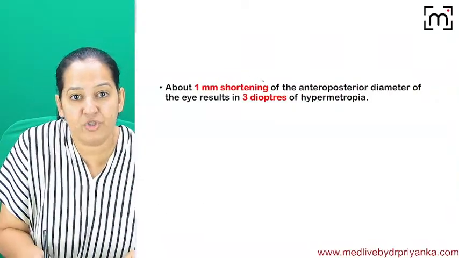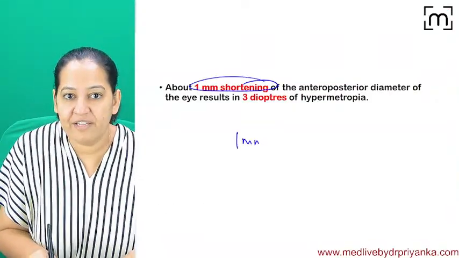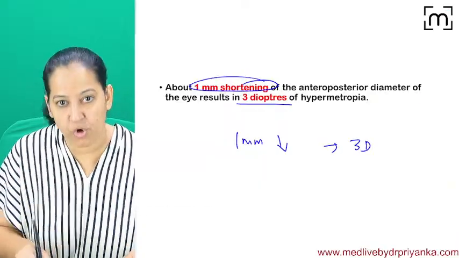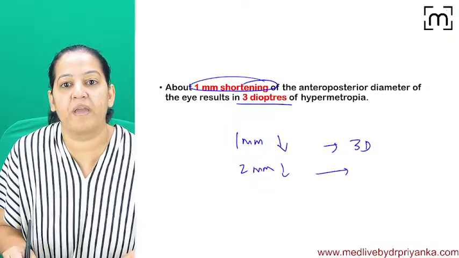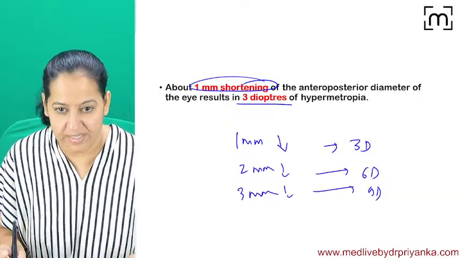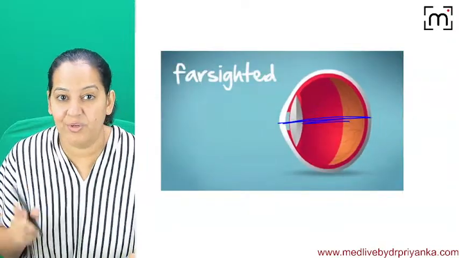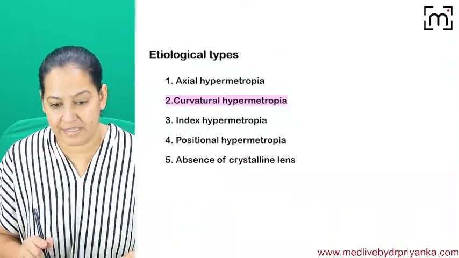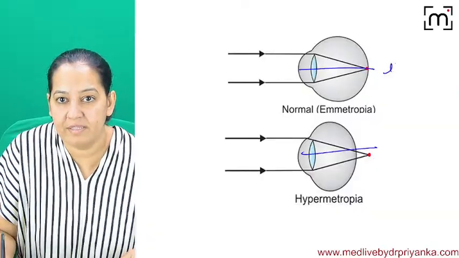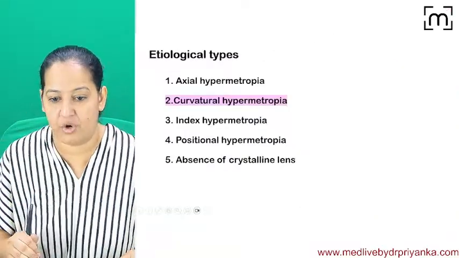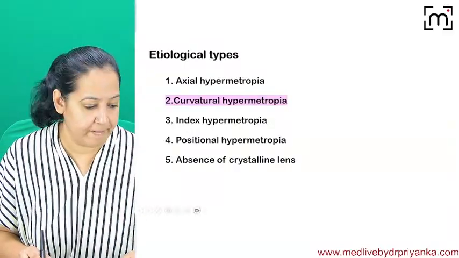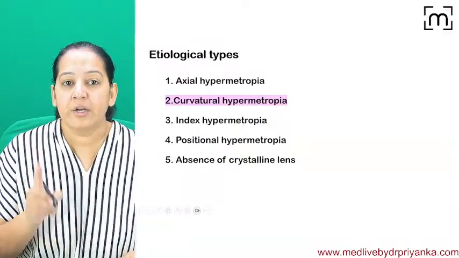I already told you the golden rule. If there is 1 mm shortening, it results in hypermetropia of 3 diopter. 2 mm shortening results in hypermetropia of 6 diopter. 3 mm shortening results in hypermetropia of 9 diopter. Likewise. So learn the golden rule. I have already taught you. How many mm is it shortened, this L and L? Based on that, that many diopters of hypermetropia are there. I hope you got it.